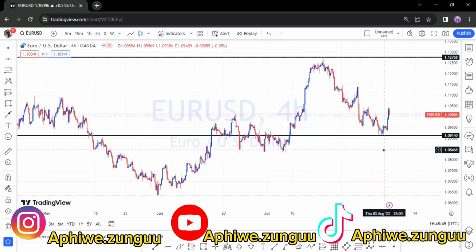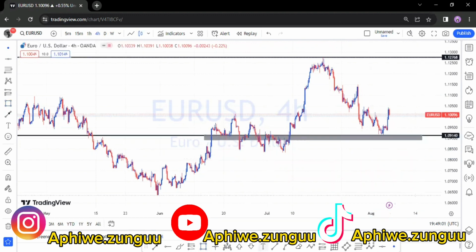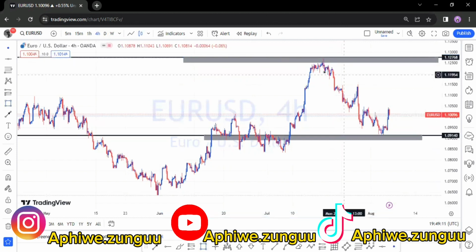I don't know if the market actually correlates between Euro USD and GBP USD. I don't know, but yeah, I think so though. I'm still gonna do my research, I haven't done research yet. But same scenario, same everything. You can see that the market is literally playing in between these two zones, right?